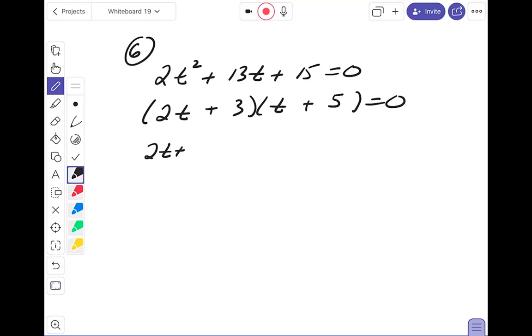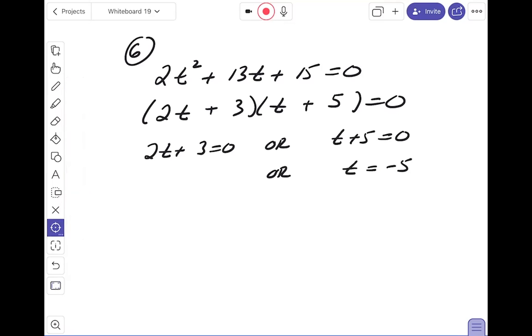Let's go through it. 2t plus 3 equals 0, or t plus 5 is equal to 0. Second equation couldn't be simpler. t equals minus 5. First equation might be a challenge for you. Subtract 3 from both sides and divide by 2.